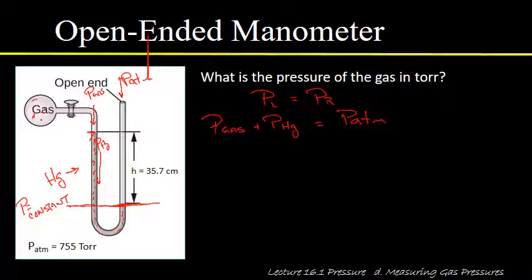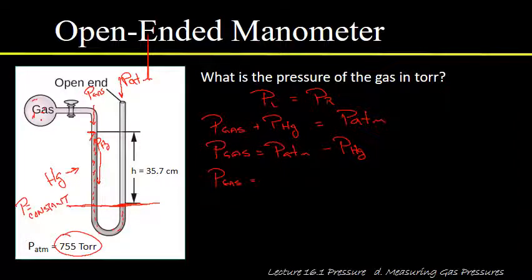of the atmosphere. If we want to know the pressure of the gas, we can do a teeny tiny bit of algebra here and just rearrange this so that it says pressure of the gas is equal to pressure of the atmosphere minus pressure of that mercury column. So what we're doing is we're just subtracting pressure of mercury from both sides. Okay, and so the pressure of the gas is the pressure of the atmosphere, which is here.